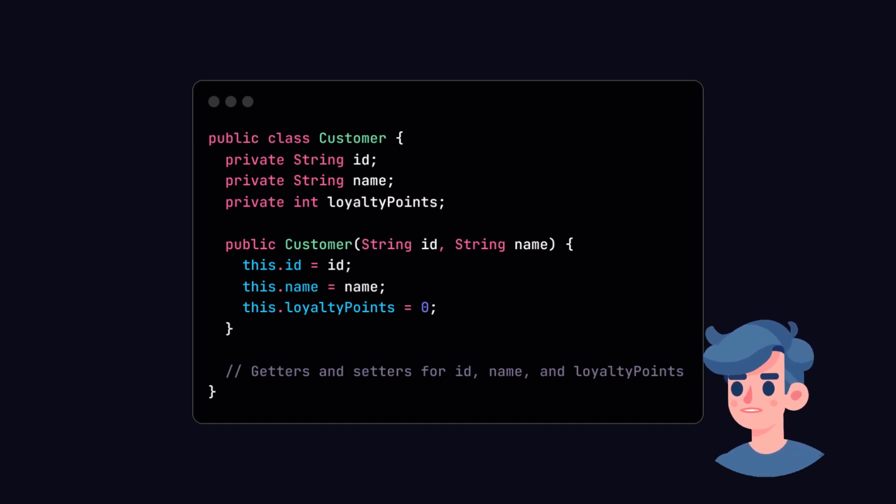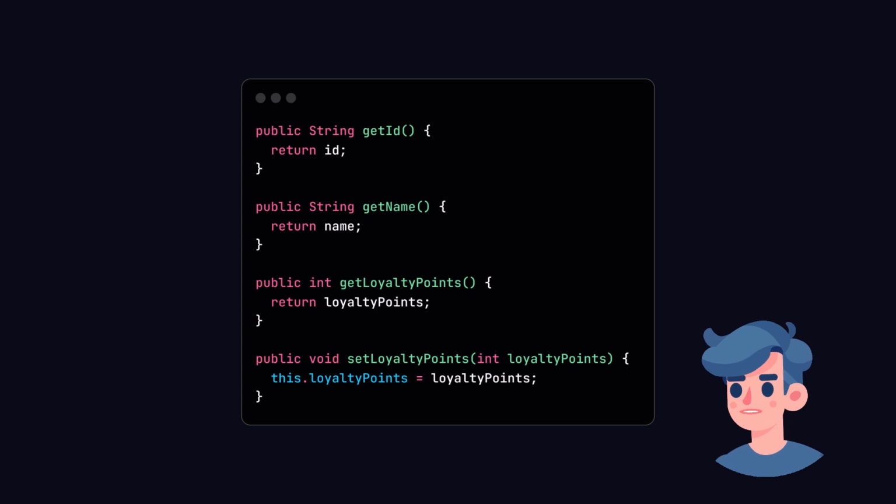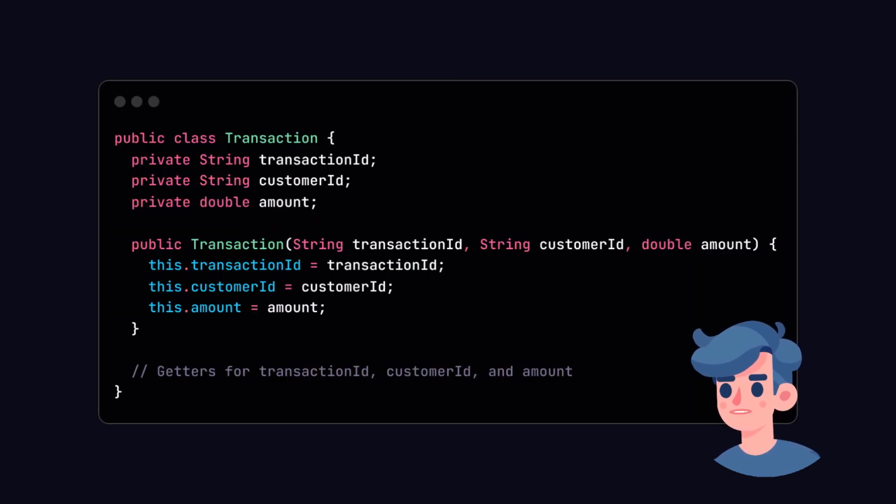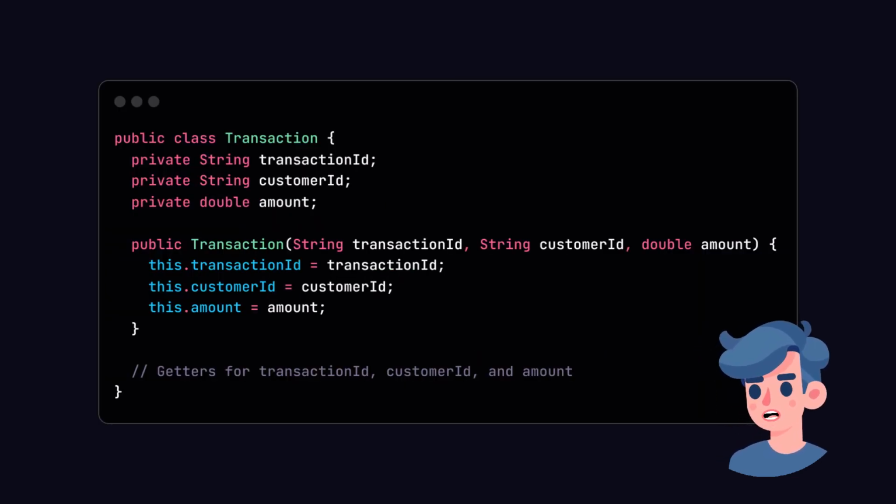Let's define our customer class. In this class, we have private fields for the customer ID, name, and loyalty points. The constructor initializes these fields, setting the loyalty points to 0. Next, we need to add getters and setters. Now that our customer class is complete, we will create a transaction class.